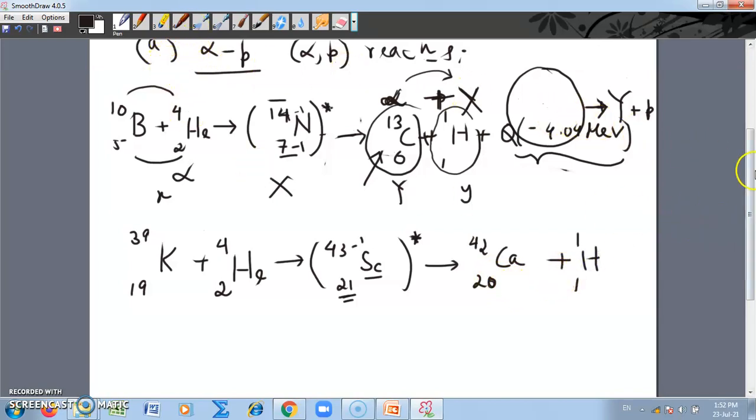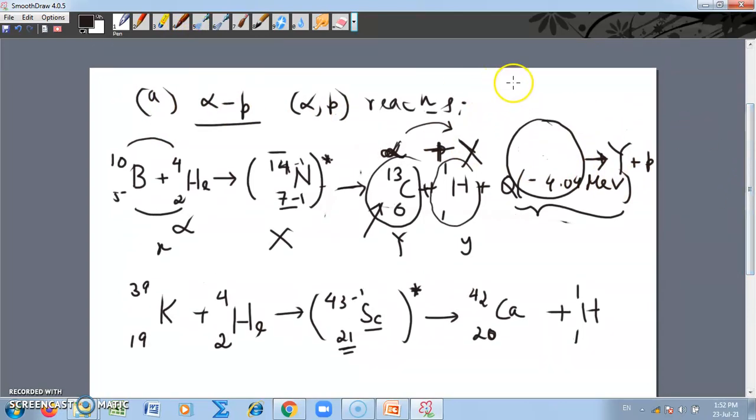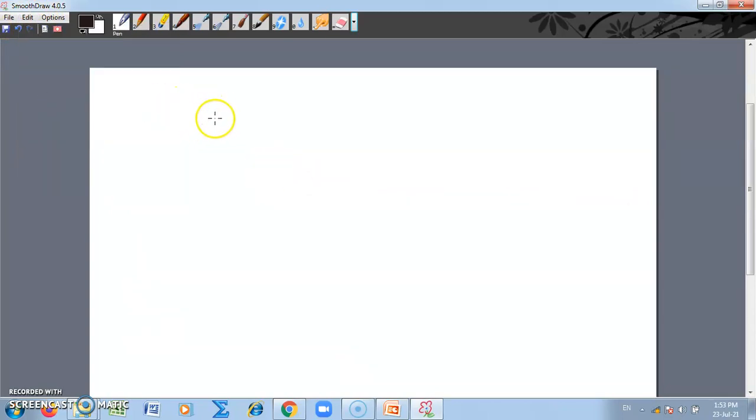Let me remind you that we are doing alpha induced reactions, and alpha induced reactions are of many types. We have done just one, that is alpha p reactions. Similarly, we have the other type of alpha induced reaction, that is the alpha n reactions.